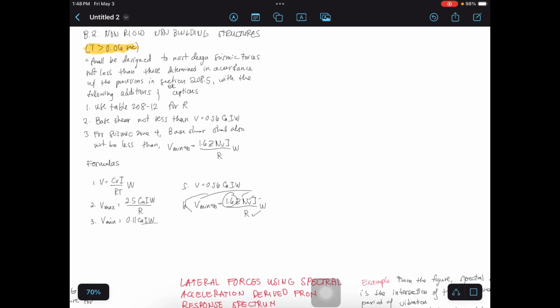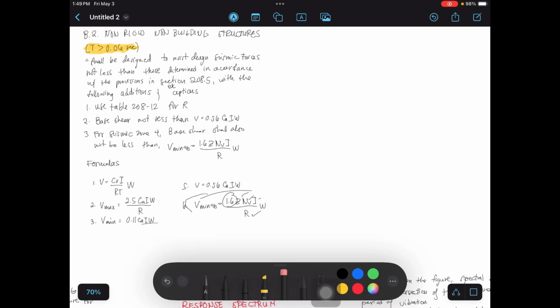So, for the design ng non-rigid, non-building, kailangan mong kunin yung base shear, design base shear, and then i-compare mo siya dito sa Vmax. And then, tatlo na yung Vmin. I-compare mo siya sa tatlong Vmin. If nasa seismic zone 4 ka, tatlo yung Vmin mo. 1, 2, and 3. If nasa seismic zone 2 ka, isa lang yung Vmin natin. Just this one. Yung pangatlo.